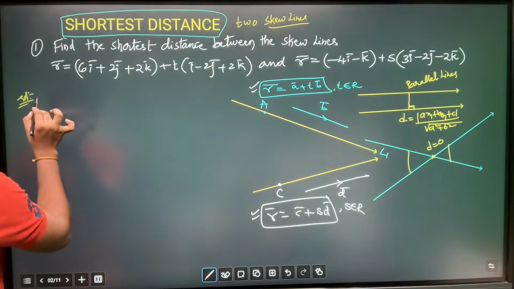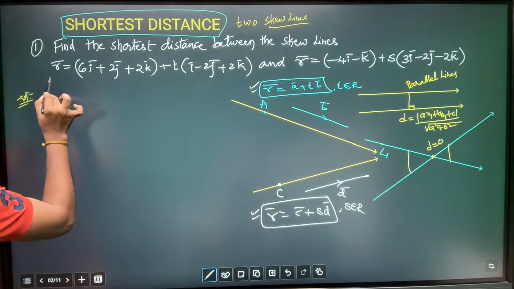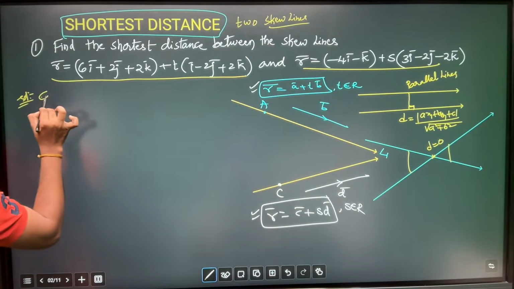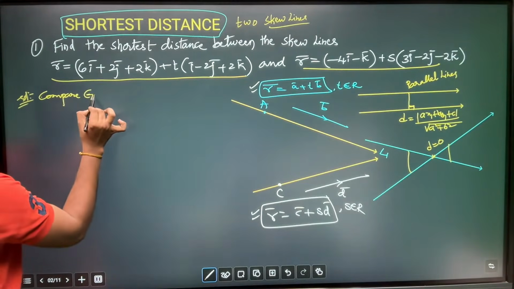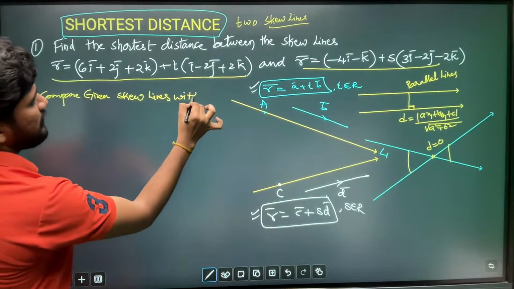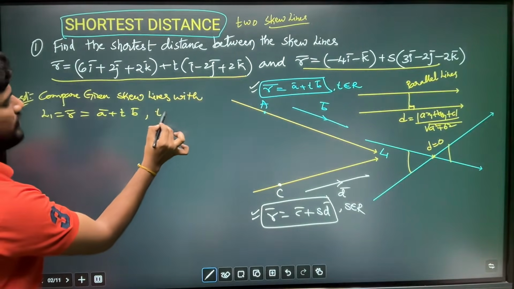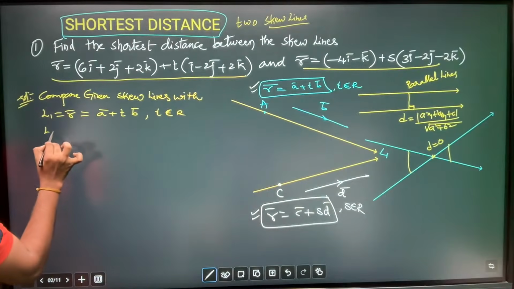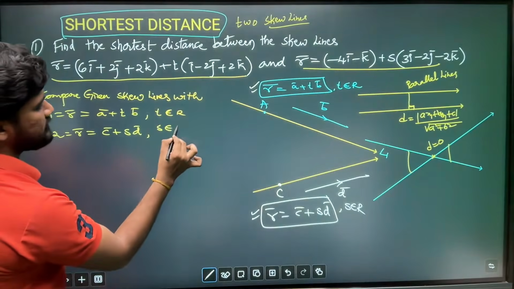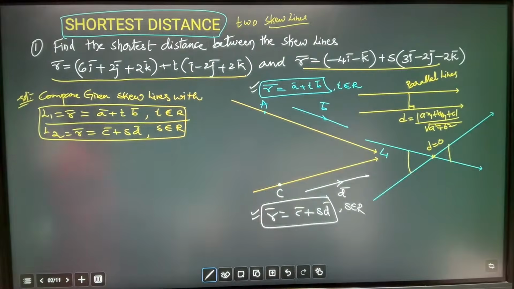Clear? Okay, so now first of all, the given equation, if I write it again it will take some time, so directly compare. Compare given skew lines with L1: r bar is equal to a bar plus t b bar, where small t belongs to capital R, and L2, the second line: r bar is equal to c bar plus s d bar, where small s belongs to real numbers. Please remember, these two equations carry 1 mark in the scheme of valuation. Please don't forget.